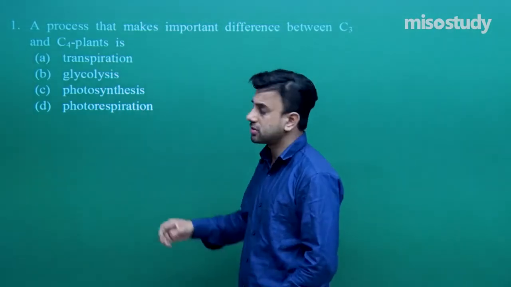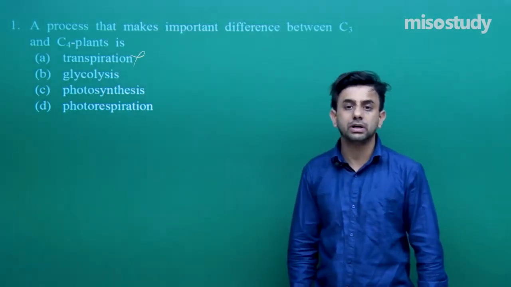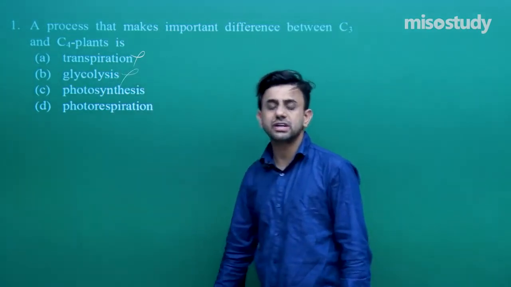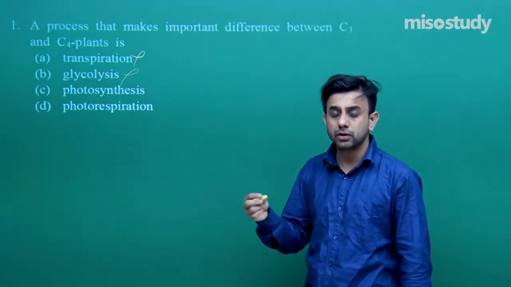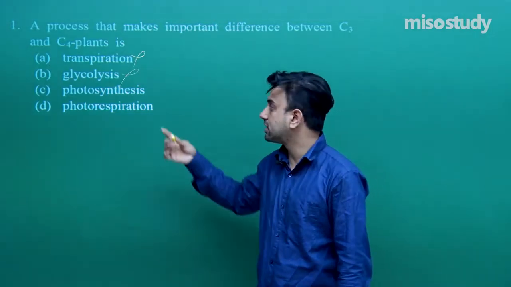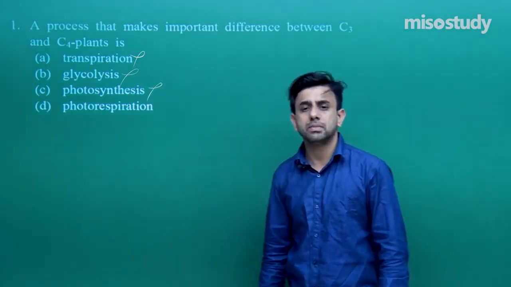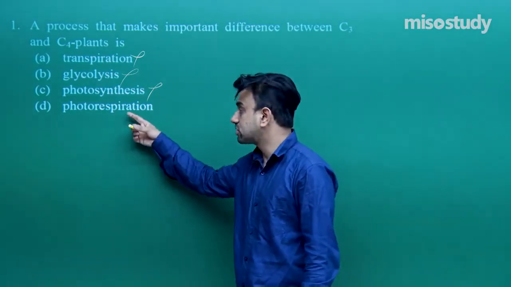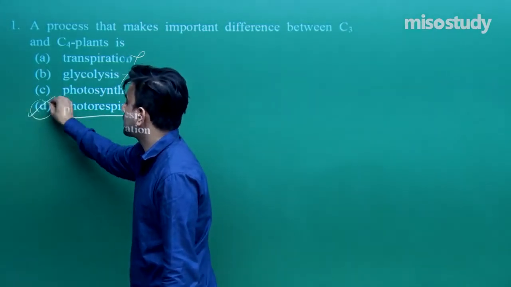Yes, we all know that transpiration is a process which takes place in all plants, which is a loss of water in the form of water vapor from the aerial part. Glycolysis is whenever respiration takes place in plants, the first step, whether we are talking about the oxidation of carbohydrate or fat or protein, would be glycolysis. Photosynthesis is the manufacture of food by green plants in the presence of sunlight and chlorophyll pigment, and that is called photosynthesis. So the only option left with us here is photorespiration, and that would be the right answer.